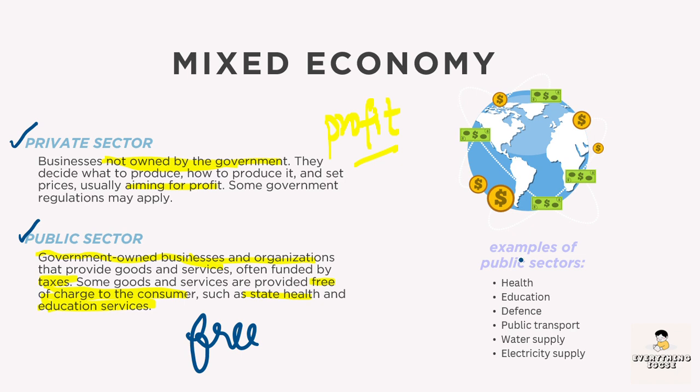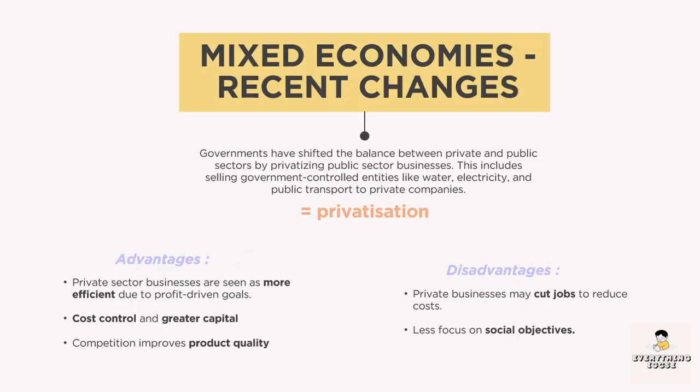Now moving on, we have the examples of public sector. Examples may be health, education, defense, public transport, water supply, and electricity supply. So all of these are government owned, okay? Now lastly, we have the recent changes in mixed economies. What are the recent changes that countries are facing right now?